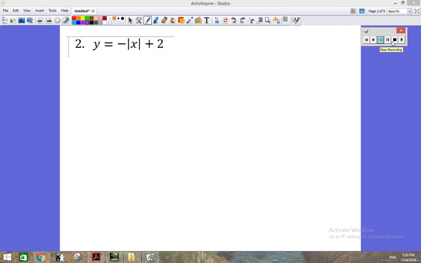Let's take a look at number 2. We're asked to find the domain and range. Again, the parent function is the absolute value, just like in problem 1.